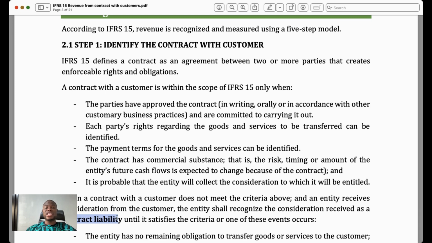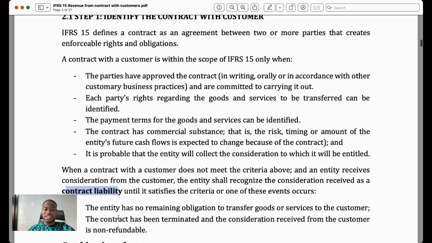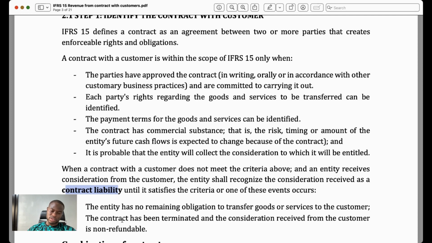However, you would eventually recognize revenue if either of these two happens. One is that the entity has no remaining obligation, that is, he has delivered the goods, or the contract has been terminated, and the money he has received is non-refundable.